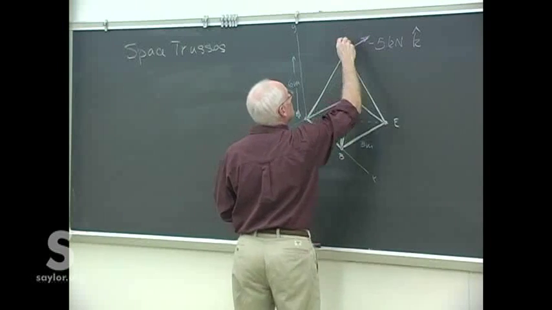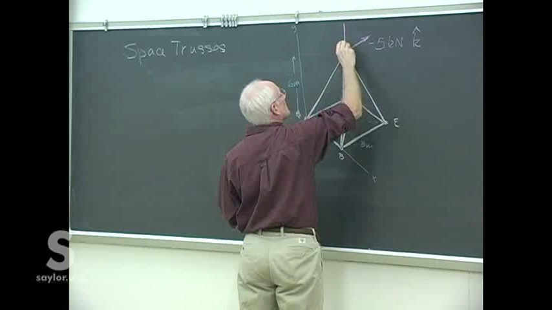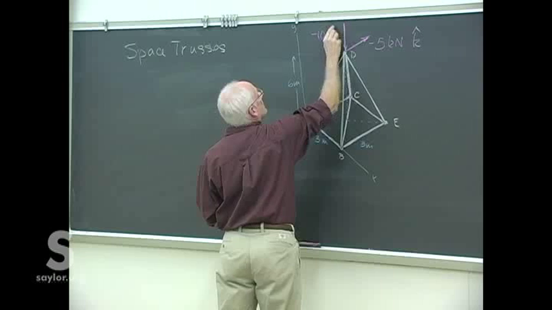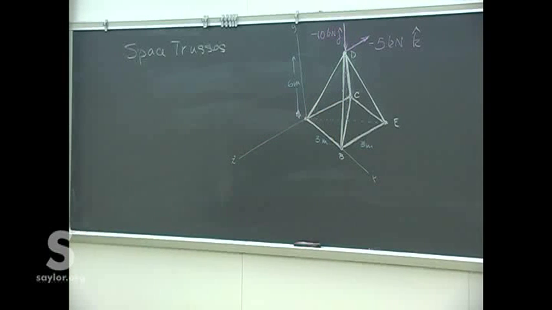And then we have a load in the minus j direction. Minus 10 kilonewtons j. So whatever causes those are the two loads. And we want to find the force in all of the members.